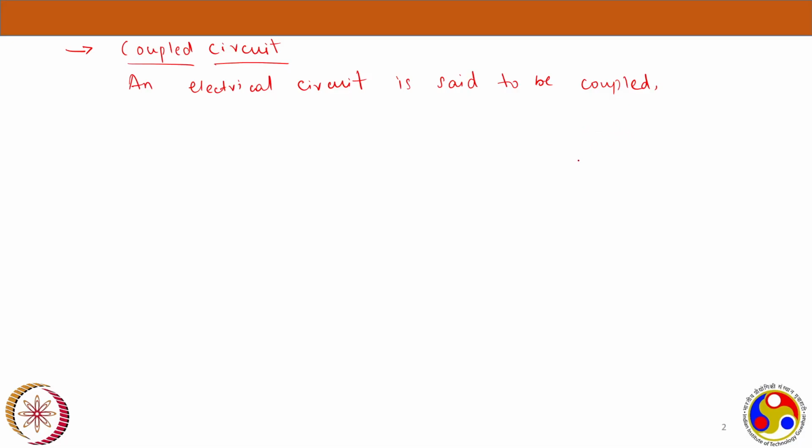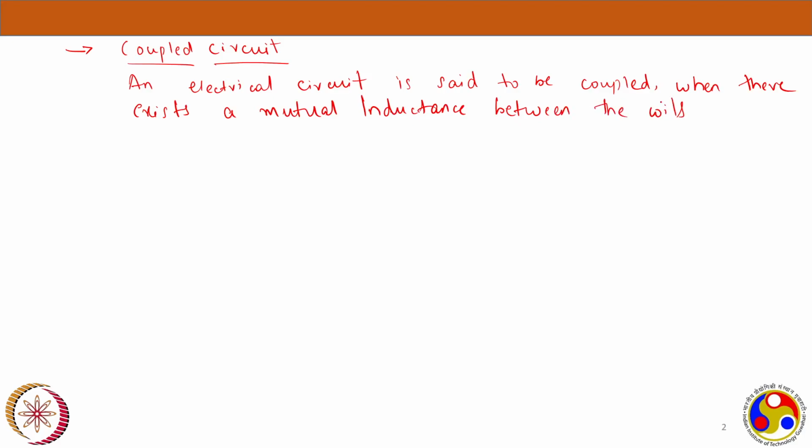An electrical circuit is said to be coupled when there exists, what did I just say? When there exists a mutual inductance between the coils. Mutual inductance between the coils, that is, not all coils, but whatever coils are present in that particular circuit. Between the coils present in that circuit.